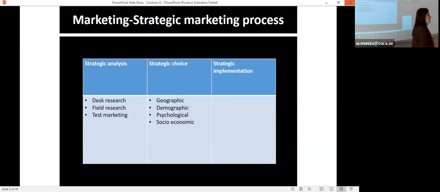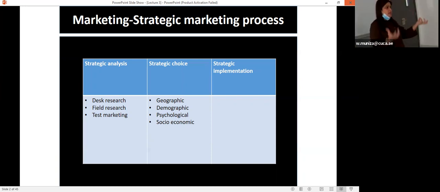Psychological segmentation. What is psychological segmentation? According to the thinking of people, we are going to segment the market. Say, for example, older people are more sensitive. Say, for example, the young people or the adults will be more interested in entertainment. So according to the psychology of the people, according to their thinking, we are going to segment the market.